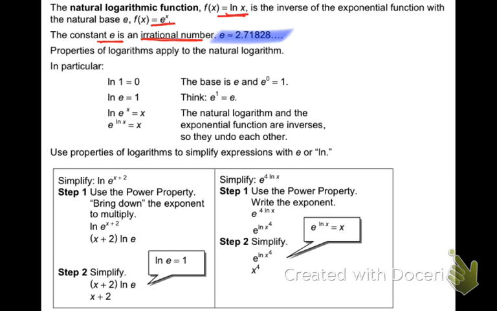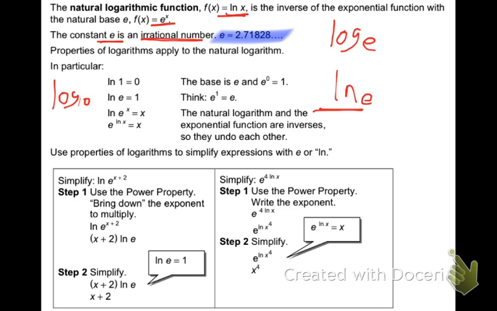Alright, now that everybody's found e on their calculator, we're going to be simplifying some natural logarithmic functions. Natural log is the same thing as log base e. That's what ln stands for, log base e. Now, common logs always have a base of what? Base of 10. So natural logs have a base of what? e. Natural log is just a common log with base e. That's the difference between the two.